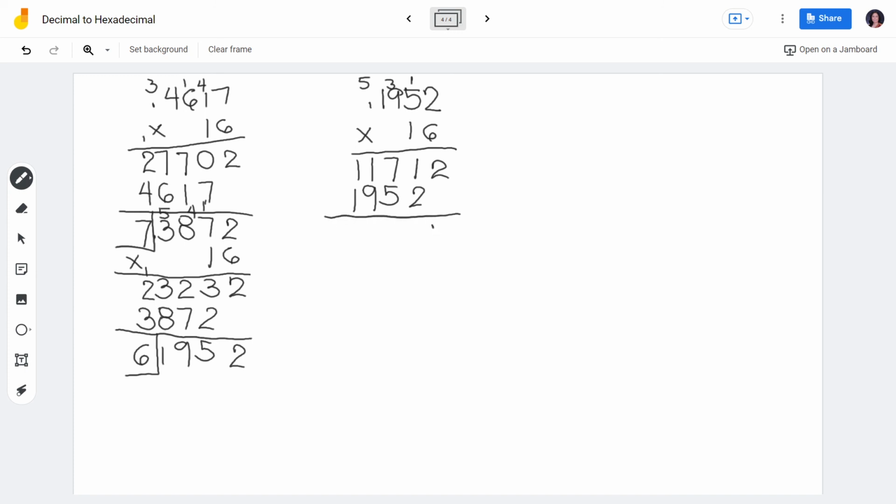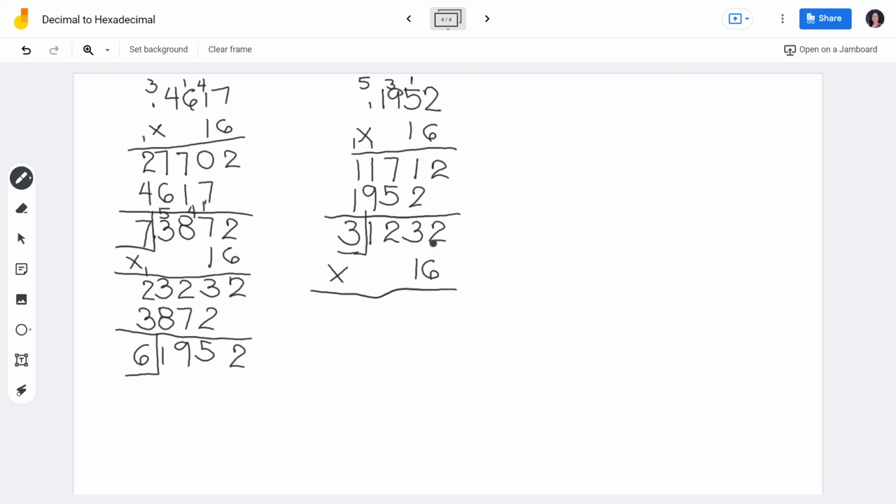So we have 2, 3, 12. 1 plus 2 is 3. 7 plus 5 is 12. Carry 1. 1 plus 1 is 2 plus 9 is we have 11. 1 plus 1 plus 1 is equal to 3. 1, 2, 3, 4. And then last but not the least is we have another one, last place.